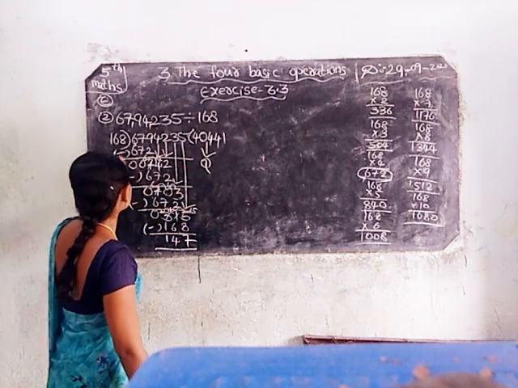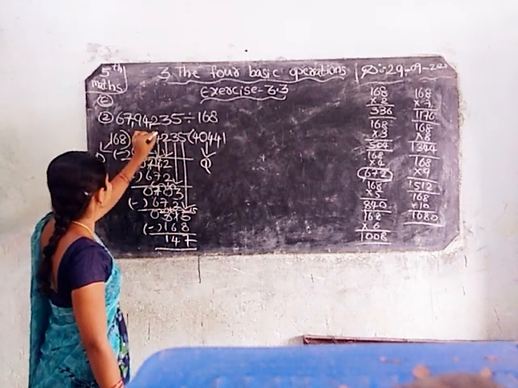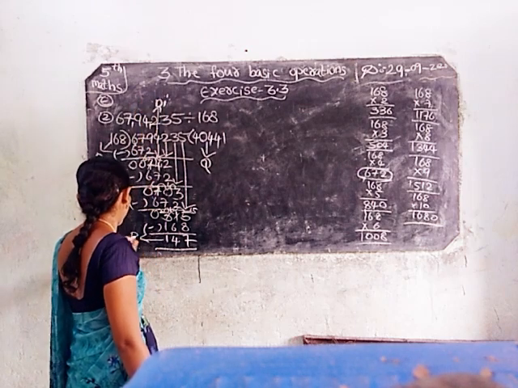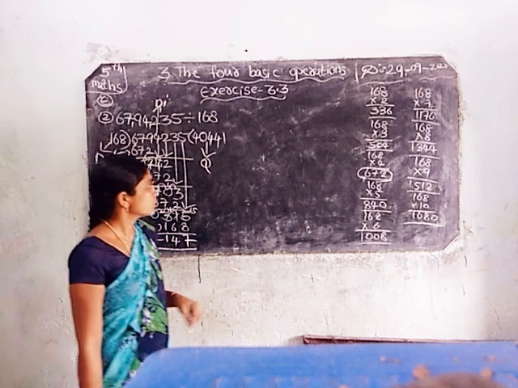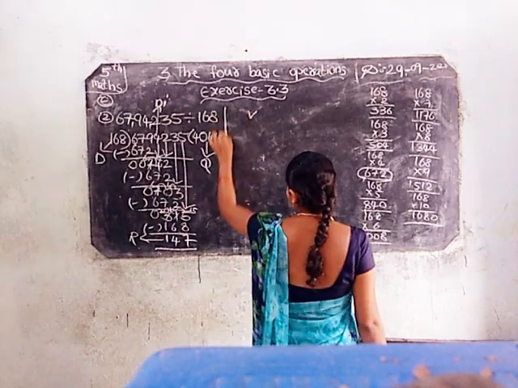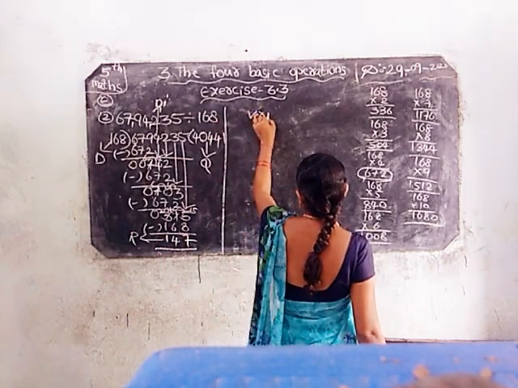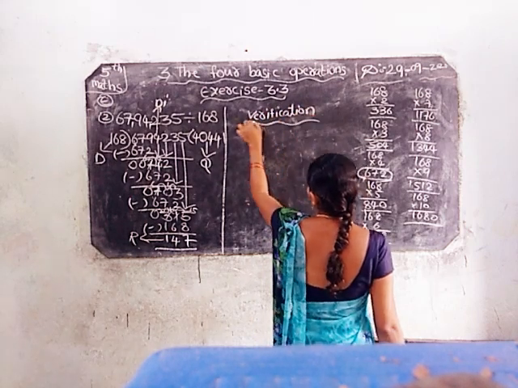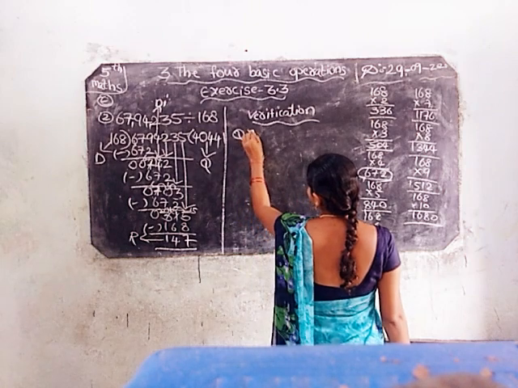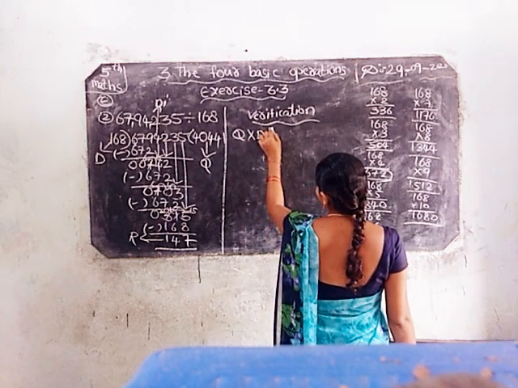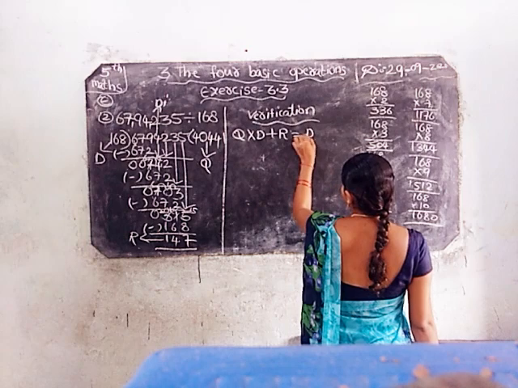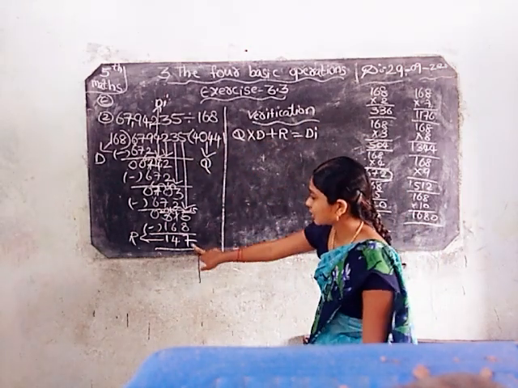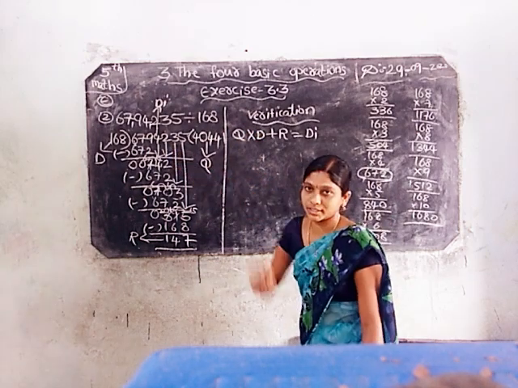So we already know this is the quotient, this is the divisor, this is the dividend, and this is the remainder. Okay, so we have a verification formula. For this we have the formula: quotient into divisor plus remainder is equal to dividend.